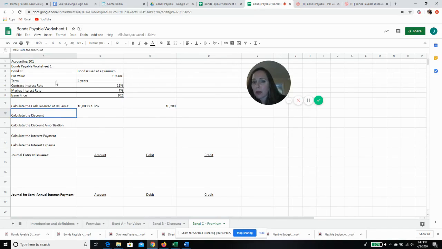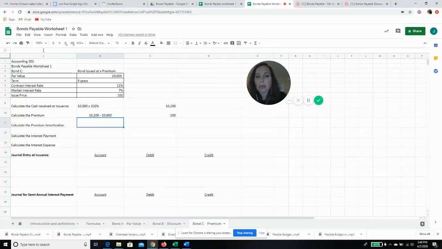Okay, so here, calculate the discount, and that should be the premium. Just get that fixed up. To calculate our premium, that's going to be our cash received, which is $10,200, minus our par value of $10,000. When I do that calculation, I find out that my premium is $200. Then I'm going to calculate my premium amortization. You can see that I'm trying to recycle worksheets here and not updating them. It's all right though. You guys will give me a little break on that.